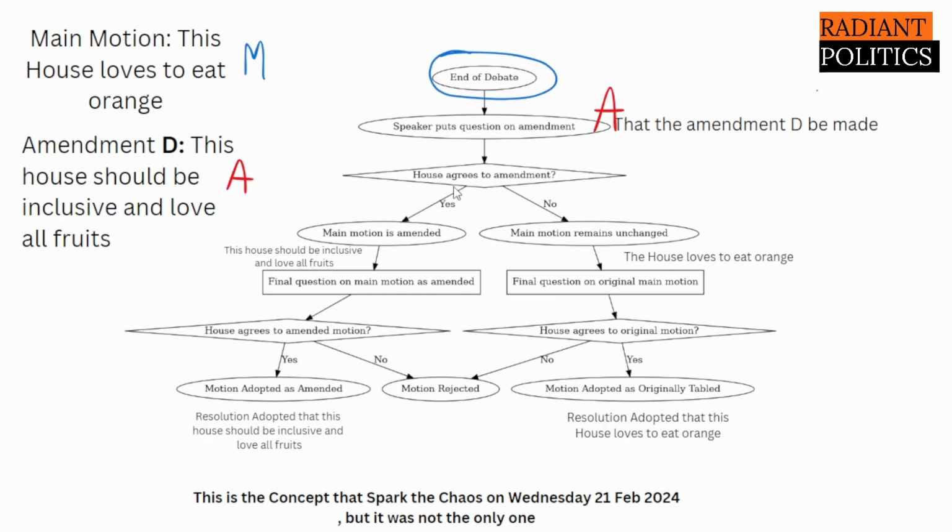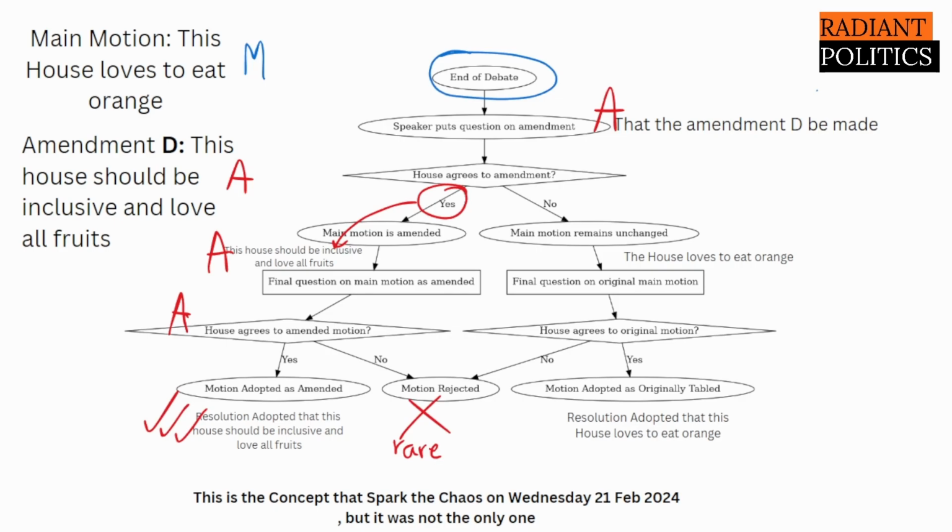If the House agrees, then the main motion is amended. Finally, the question will be whether the House agrees with the main motion as amended. If the House agrees, then the main motion as amended is adopted as the resolution. If the House rejects, then no motions are adopted. Note that this is very rare, because when people vote for the amendment, they also intend to pass the main motion as amended. If the motion as amended is rejected, then there is no point in voting for an amendment in the first place.